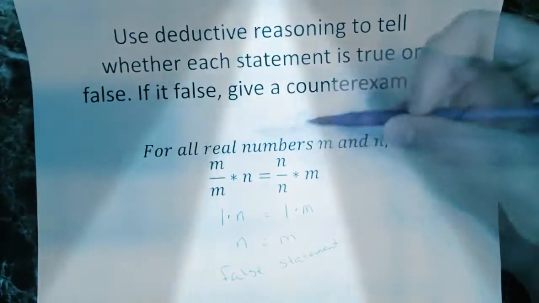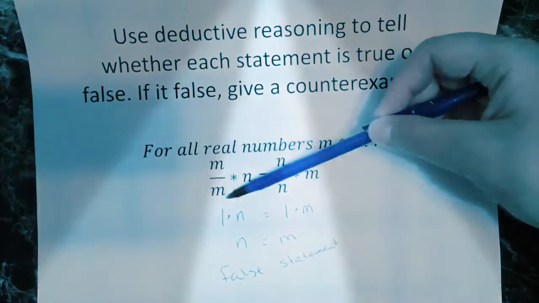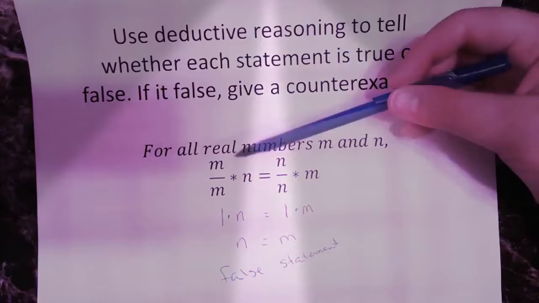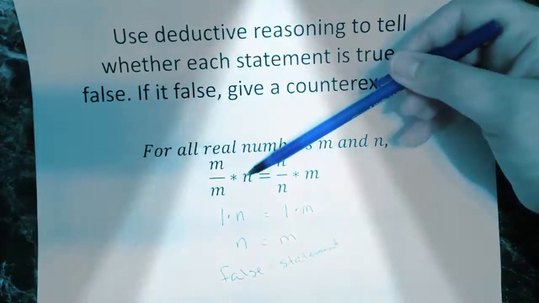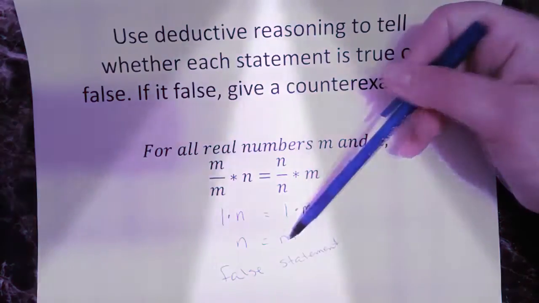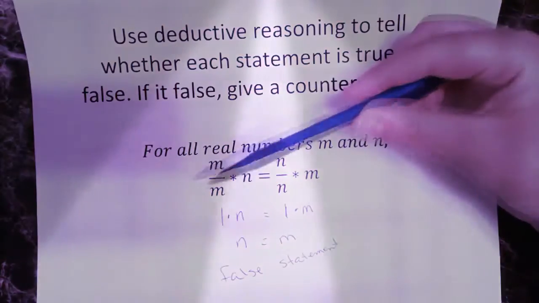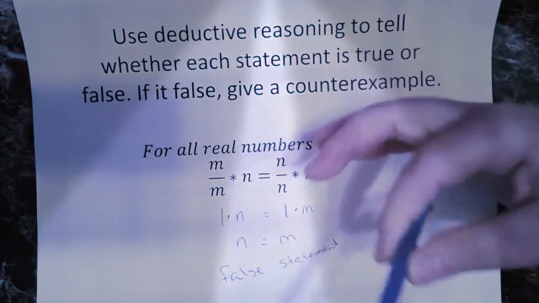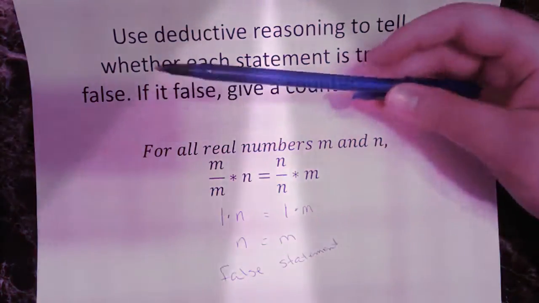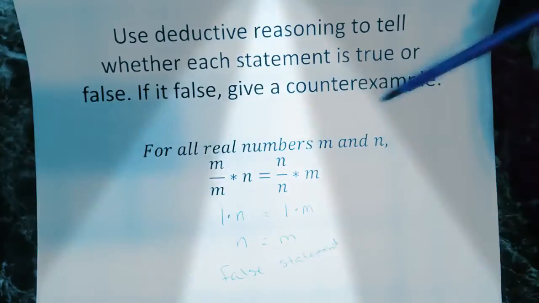And again, if you were to put this in a couple sentences saying, hey, m divided by m is 1, n divided by n is 1, and then the identity property of multiplication tells me that 1 times n is n, 1 times m is m. So that's going to give me false statements. If you can somehow write that out in a paragraph or even a couple sentences, I'll give you extra credit. But you also have to tell me what a counterexample of this is.